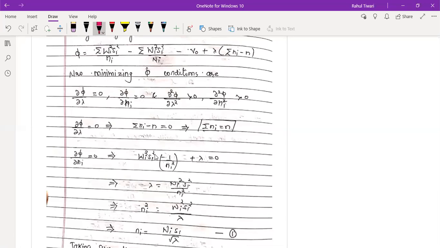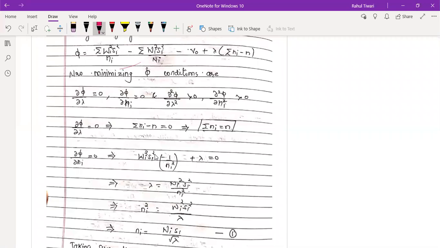If I take the first derivative with respect to lambda of this particular phi, there is no lambda term in the variance part, so it is going to be 0. Only the lambda terms will come. So we get summation Ni minus N is equal to 0, which means summation Ni is equal to N.